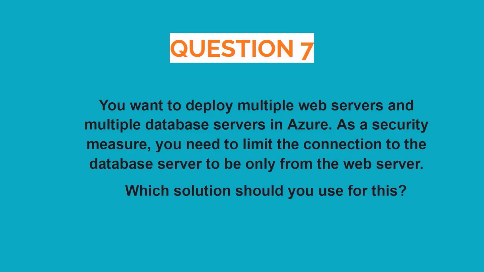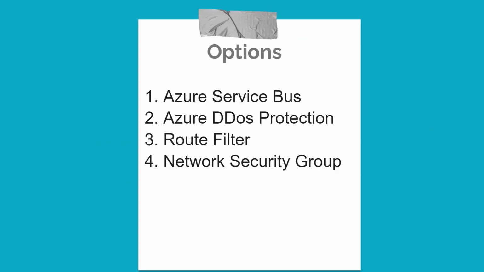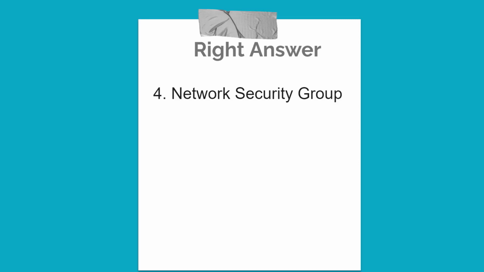Question 7. You want to deploy multiple web servers and multiple database servers in Azure. As a security measure, you need to limit the connection to the database server to be only from the web server. Which solution should you use for this? Option 1. Azure Service Bus. 2. Azure DDoS Protection. 3. Route Filter. 4. Network Security Group. Right answer is 4. Network Security Group.